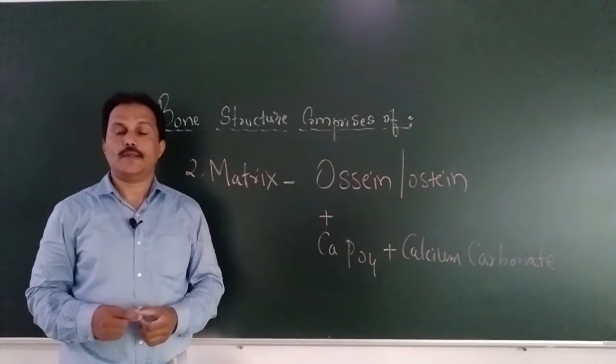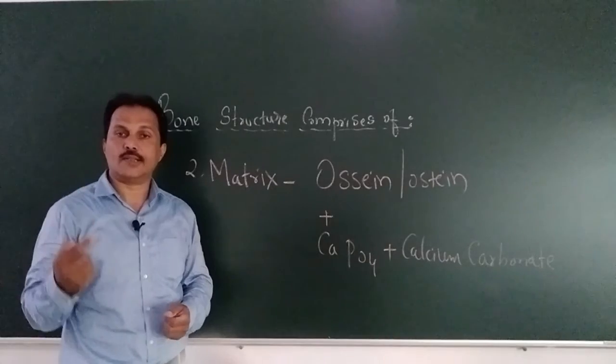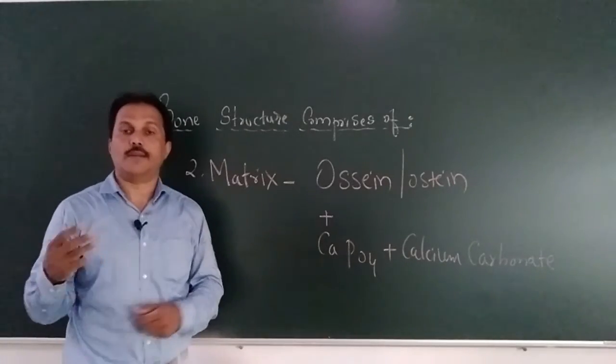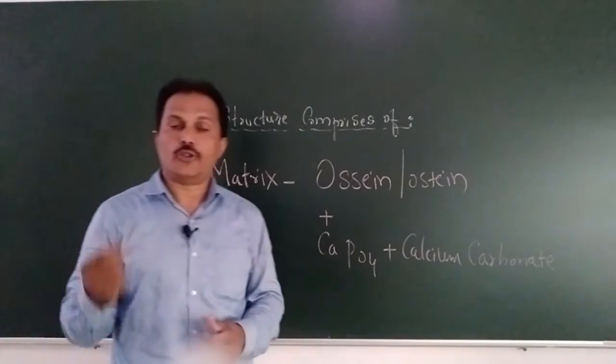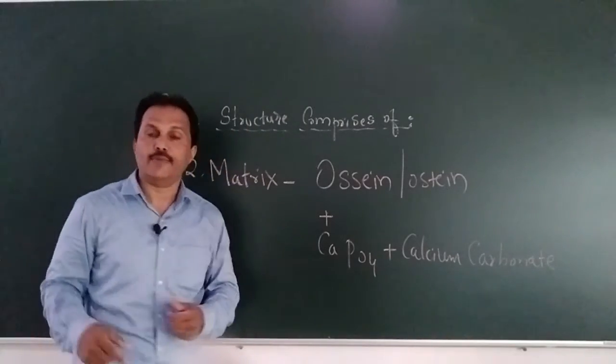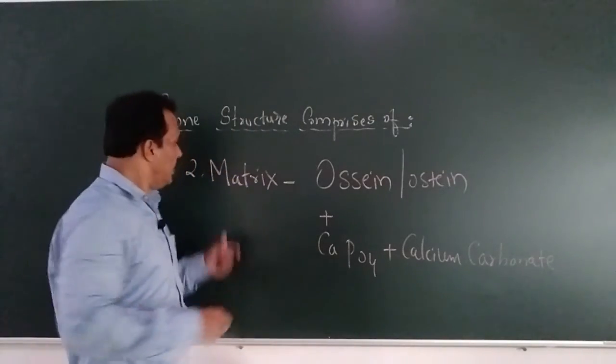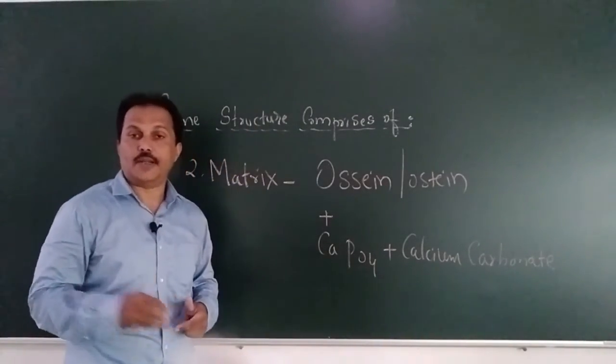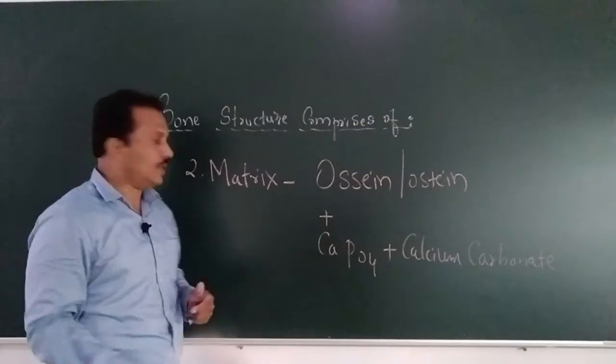Here we are discussing the bone structure. It comprises mainly of, number one, the cells. In that we are discussing three types of cells: osteoblast, osteocytes and osteoclast. Along with that, in between the cells it is filled with the matrix, the hardest substance in the bone. That is the matrix.